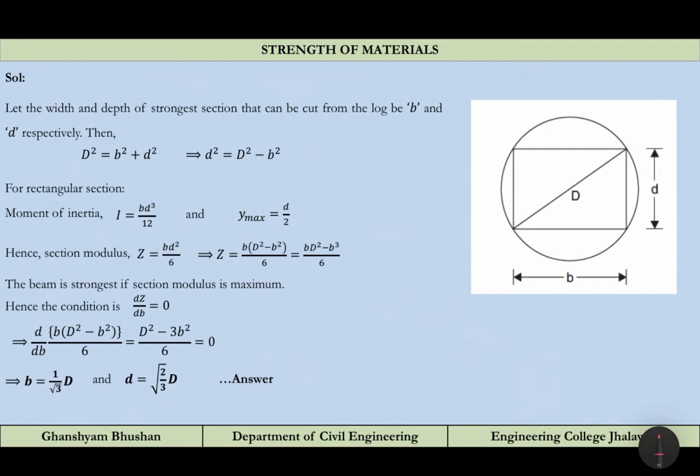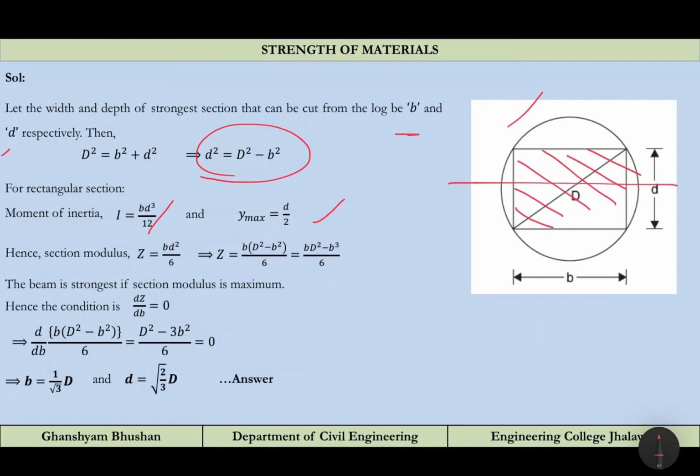So this is the diagram. This is the circular log. This is the portion we are going to design. So one relation we can find is d squared equals capital D squared minus b squared. So b is the width and d is the depth. Now moment of inertia is bd cubed by 12, y max will be d by 2, from this reference axis. So the section modulus comes out to be bd squared by 6.